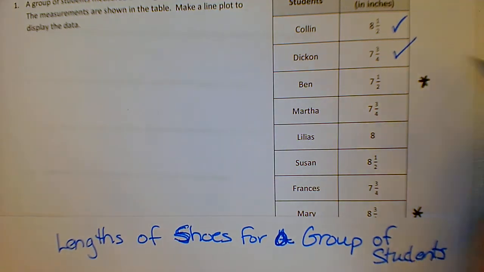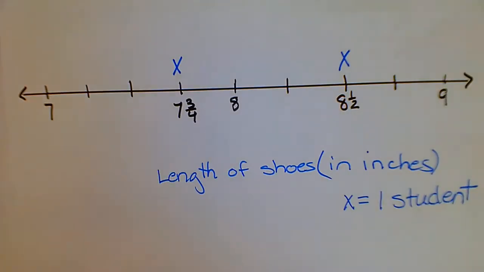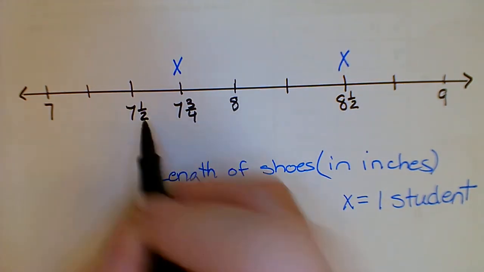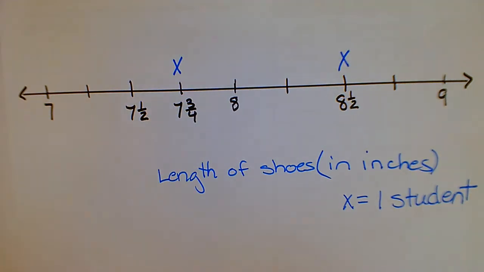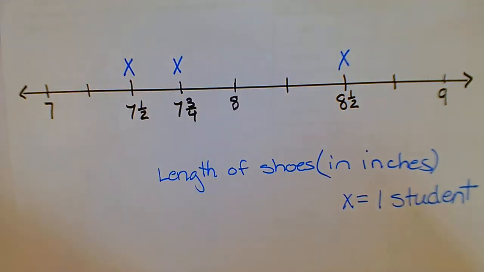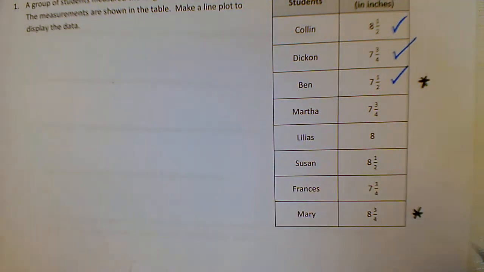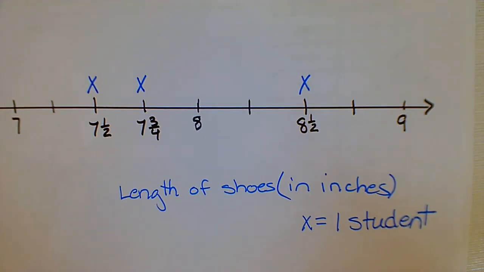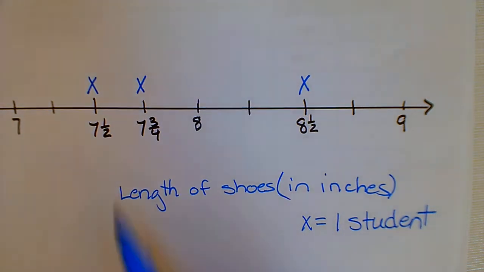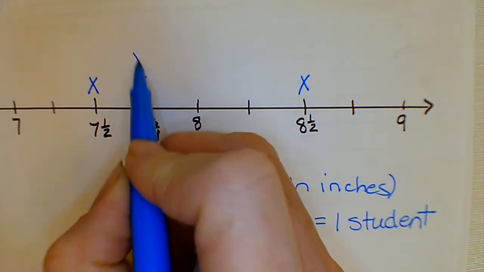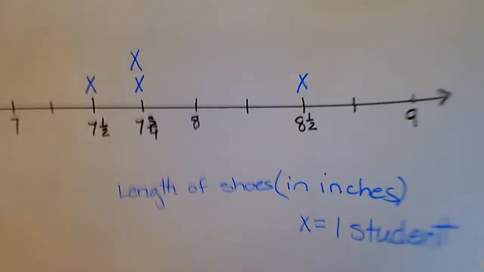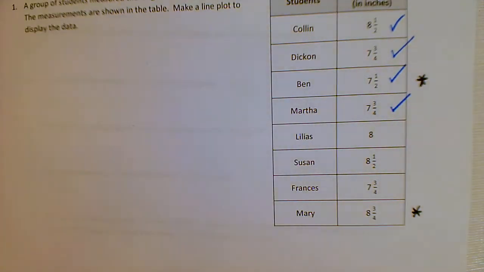And next we have Ben. Ben is at 7.5. So let me put that 7.5 in there. And I'm going to go ahead and put an X above it. So that's for Ben. And let me check him off. And Ben is going to be my smallest, remember? We had little stars there to show the range. Okay, now we have Martha. Martha is 7.75. Now, you can see 7.75 is already written for us, so we just have to put the X above it. And I'm going to check her off. So now we have Lilias, or Lilias.